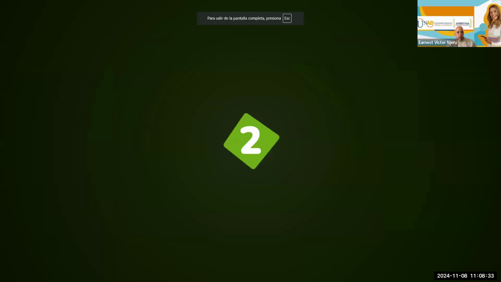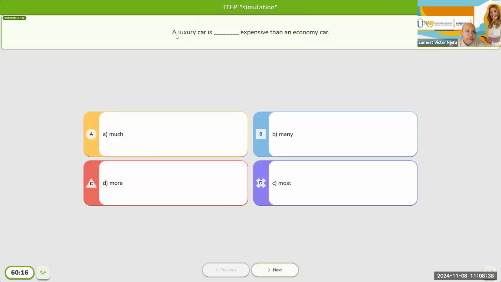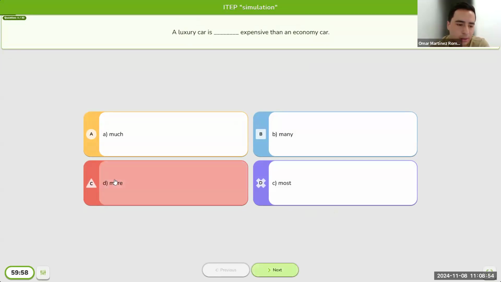Number 1, let's go. Let me answer. What is the answer for number 1? A luxury car is more expensive than an economy car. What is the answer? A, B, C, or D? Please, let's activate our microphone. Say: a luxury car is more expensive than an economy car. D, more. More? Okay, more. C. Very good. We are going to see the outcome at the end.